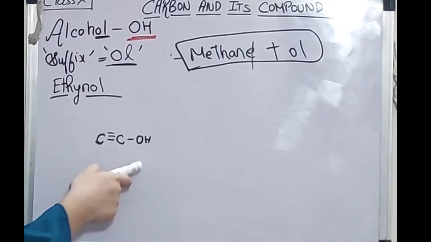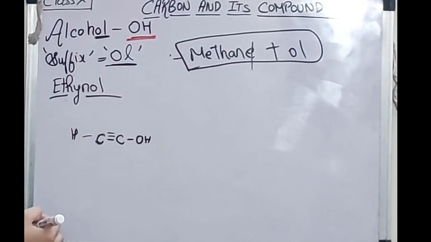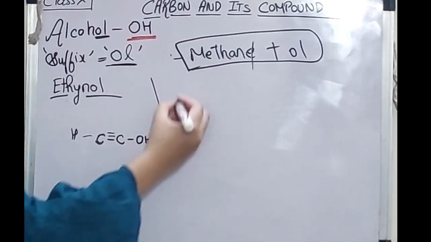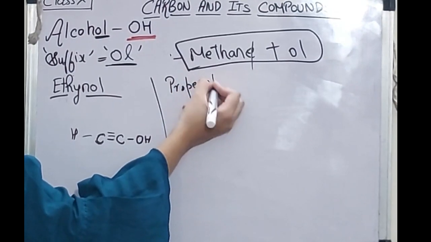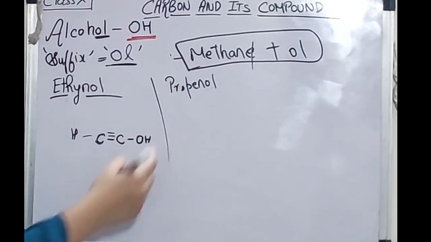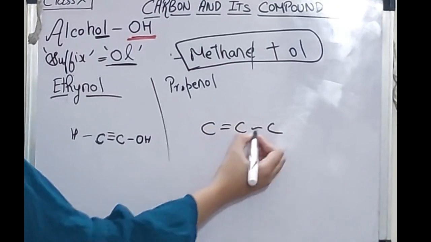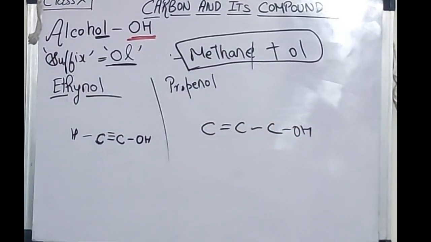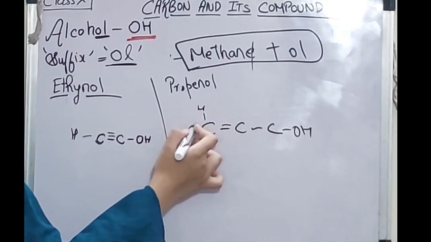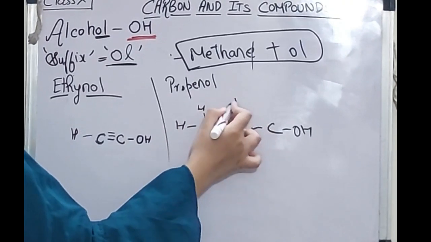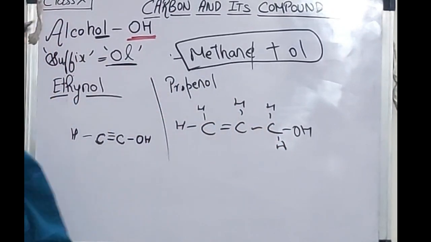Alcohol added, triple covalent bond added, 2 carbons added, completing the valency. Ethanol. If you want to draw propanol: prop means 3 carbons, en means double bond, OL means OH, and then completing the valency. 1, 2, 3, 4, 1, 2, 3, 4, 1, 2, 3, 4, and then completing the valency.